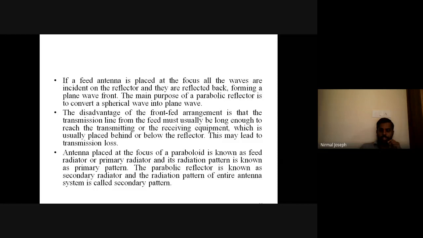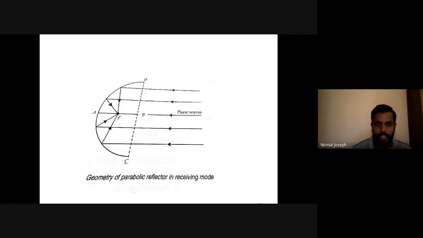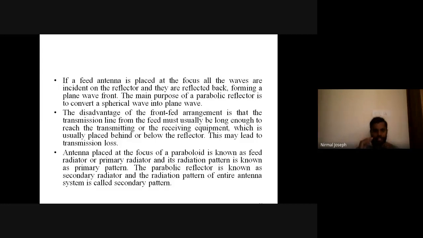Here you can also see the antenna feed is front fed. It means I have to keep my point source or my feed antenna in front of the reflector. Then only it will reflect. So we can say that it is front fed. I am keeping my point source or my feed antenna in front of the reflector. We cannot keep it here, I have to keep it here only. So that will constitute some disadvantages.